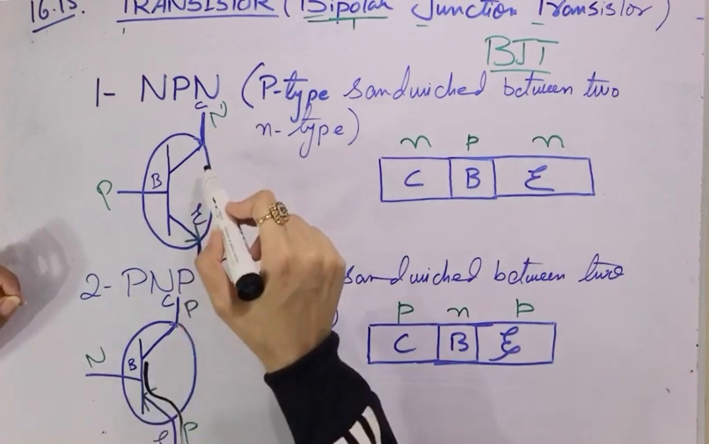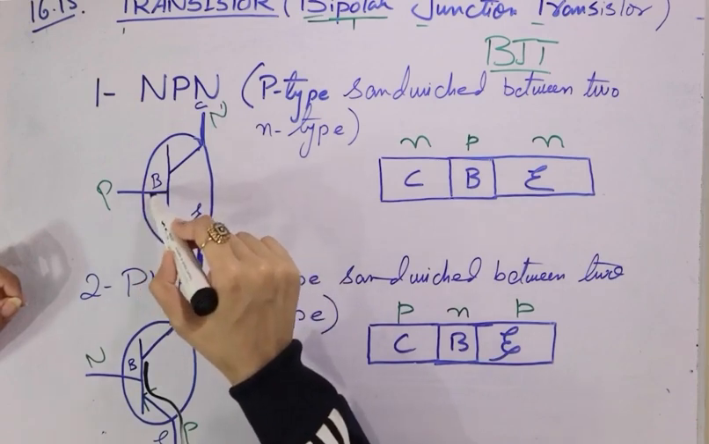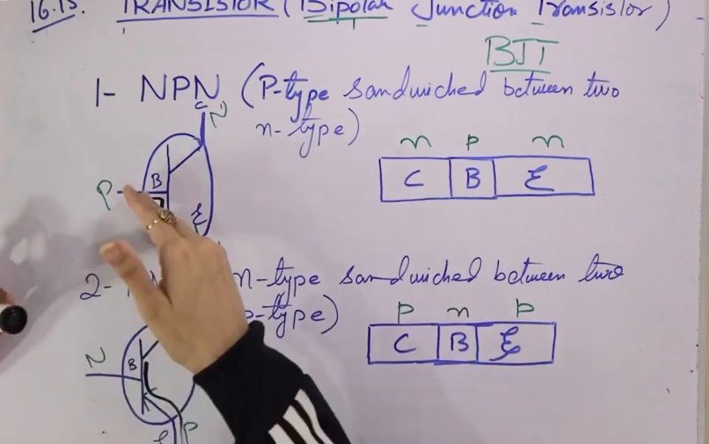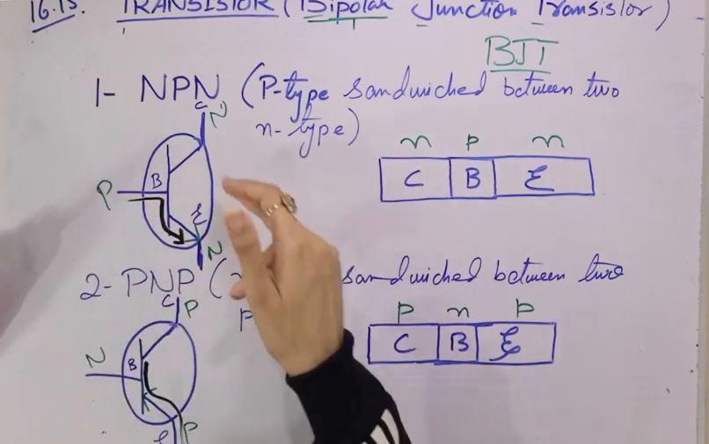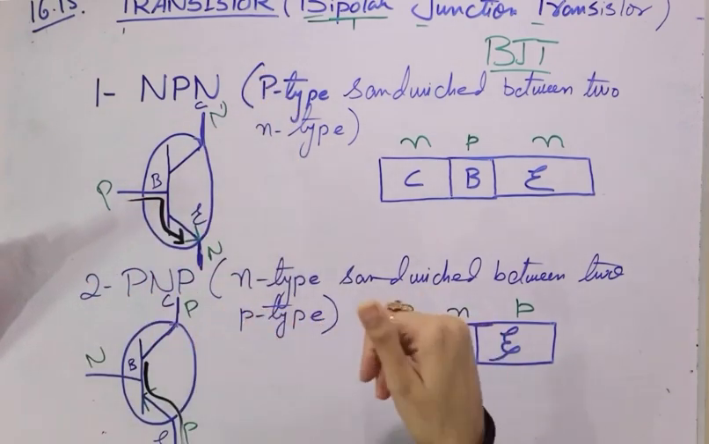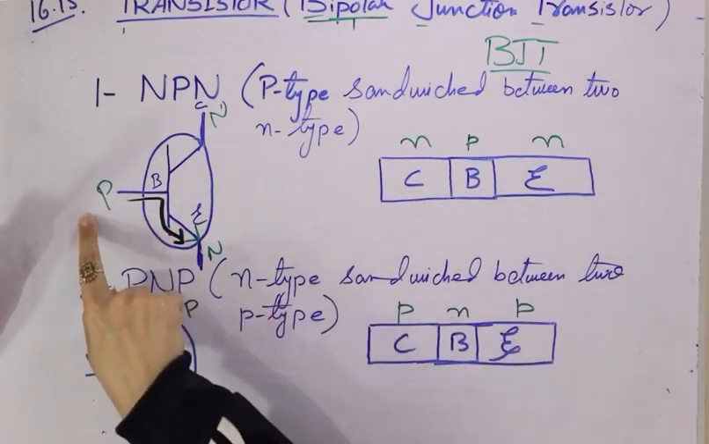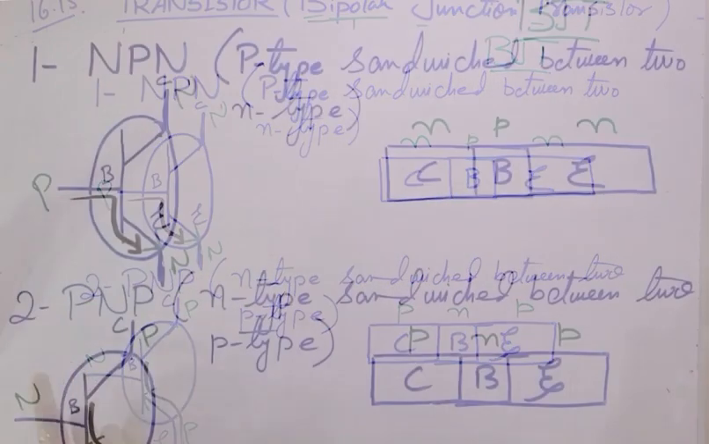And for NPN, our flow of current from P to N is going to be this way. So the side on which the arrowhead is determines the type of the transistor, but it also determines the direction of conventional current from P to N.